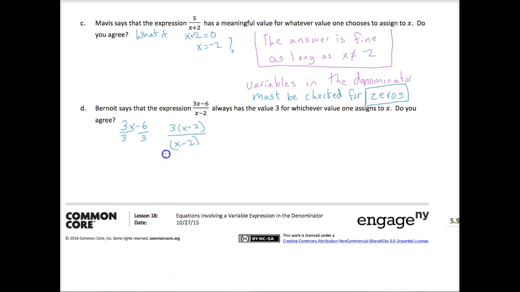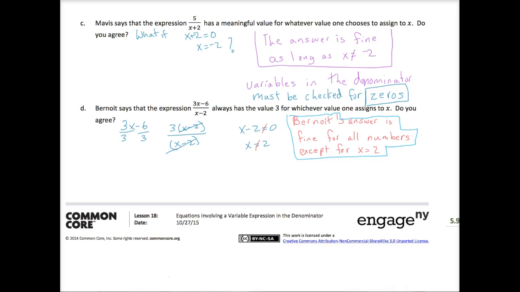And the truth is, yes, if we didn't have a variable in the denominator, we could make that move. The problem is we have a variable in the denominator. So his statement is true as long as we check for x minus 2 equaling 0. x would be 2, and remember, we can't have 0, so we want to negate that. So his answer would be good as long as x didn't equal 2. Bernoulli's answer is fine for all numbers except for 2.